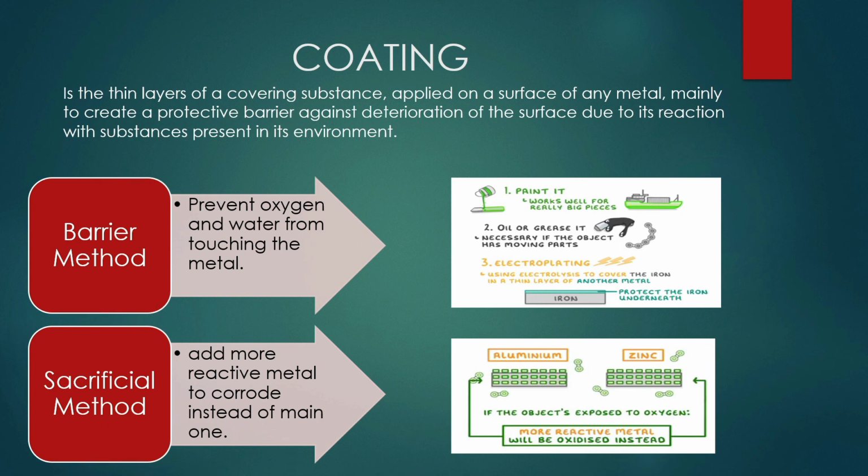The second method is the sacrificial method, which is adding a more reactive metal to corrode instead of the main metal, which is iron. So for example, aluminium and zinc are more electronegative, which means that they will corrode instead of iron when they are in contact with iron.